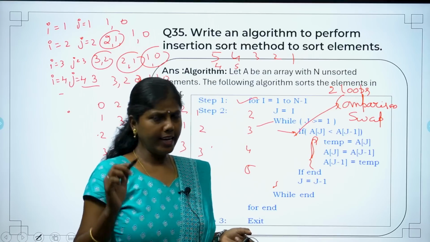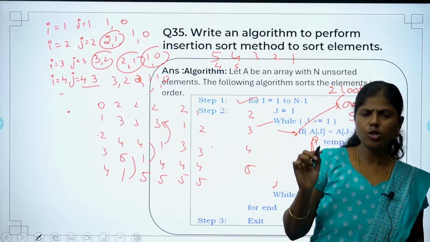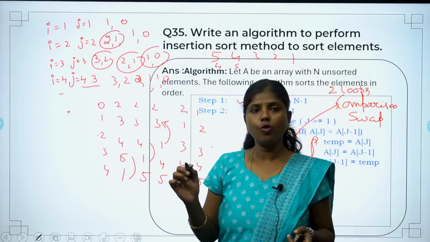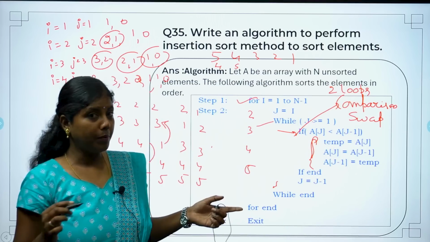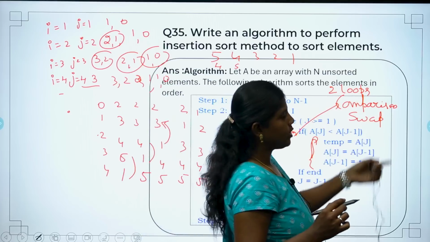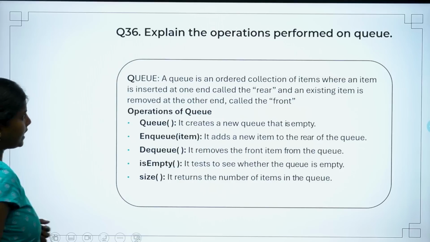So remember, for any kind of sorting technique, what do we need? 2 loops, 1 comparison, and 1 swapping technique. That's the point here. So we'll just go to the next slide now.